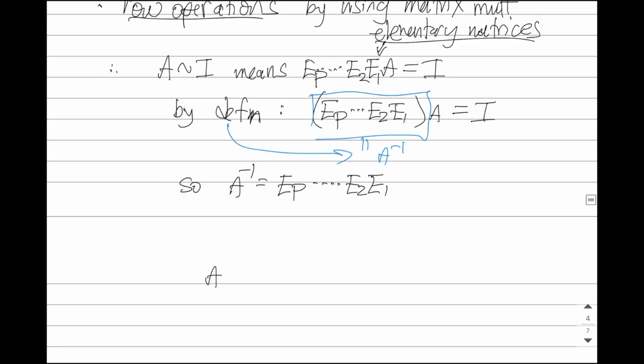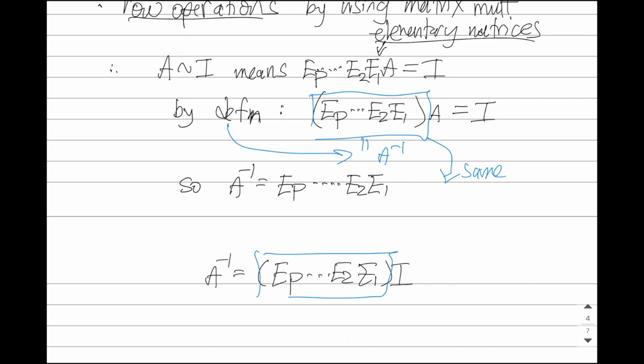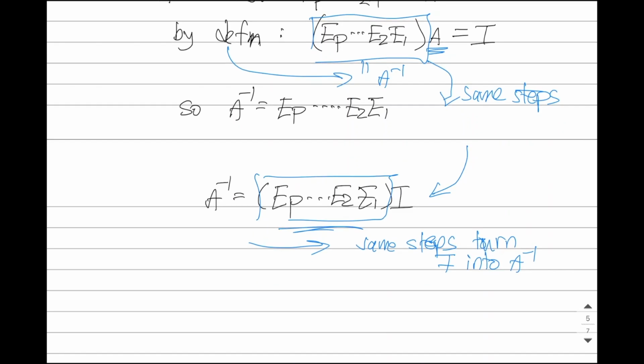And not only am I allowed to write that thing there, a key understanding point is that I could take all of those operations and then multiply them by the identity. And so here's an incredible connection. All of the same steps that I use to take the matrix A and turn it into the identity are exactly the same steps that will turn I into A inverse. So whatever I do to turn A into the identity, I have to do exactly the same thing to the identity to turn it into the inverse.